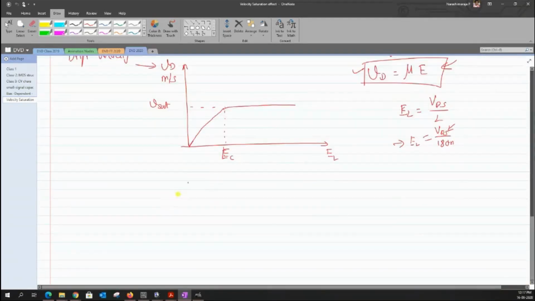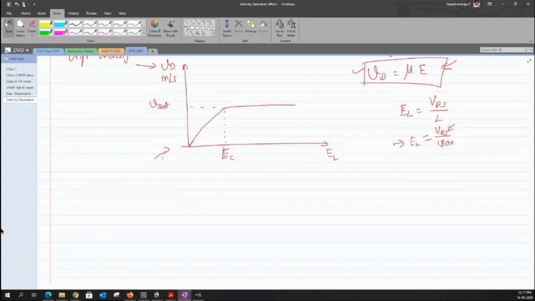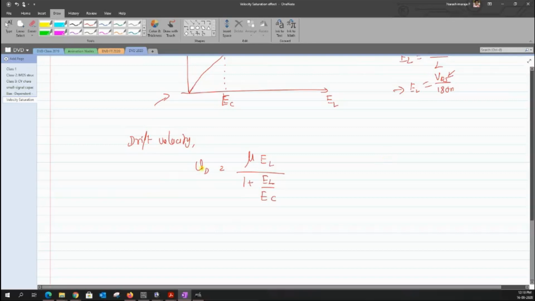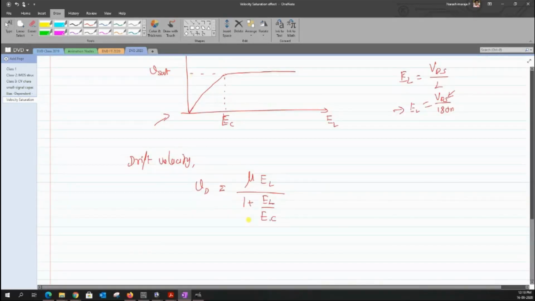So in order to reflect this behavior, I'm just going to slightly modify our drift velocity expression, which is given as Vd equal to mu times the electric field divided by 1 plus EL by EC. Classically, the drift velocity was just equal to mu times EL. But now, in order to accommodate this carrier behavior, we have modified this drift velocity expression to something that looks like this.